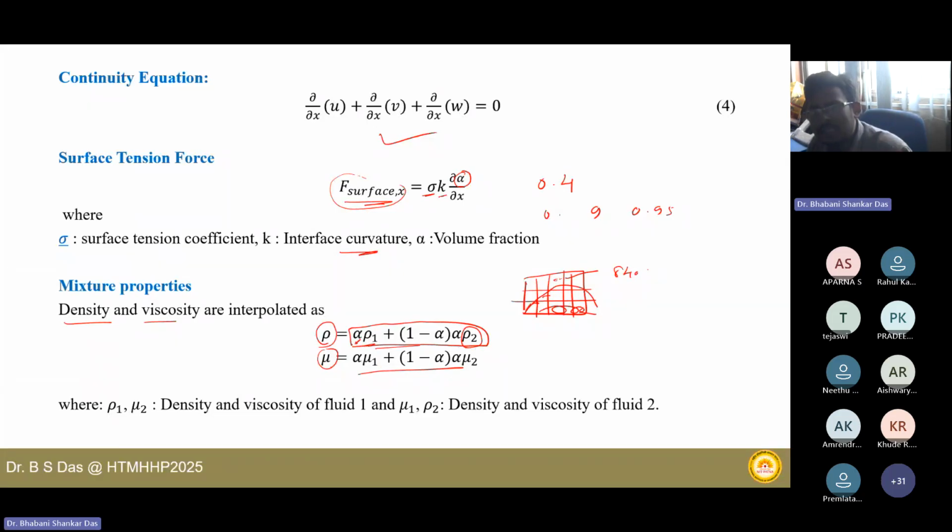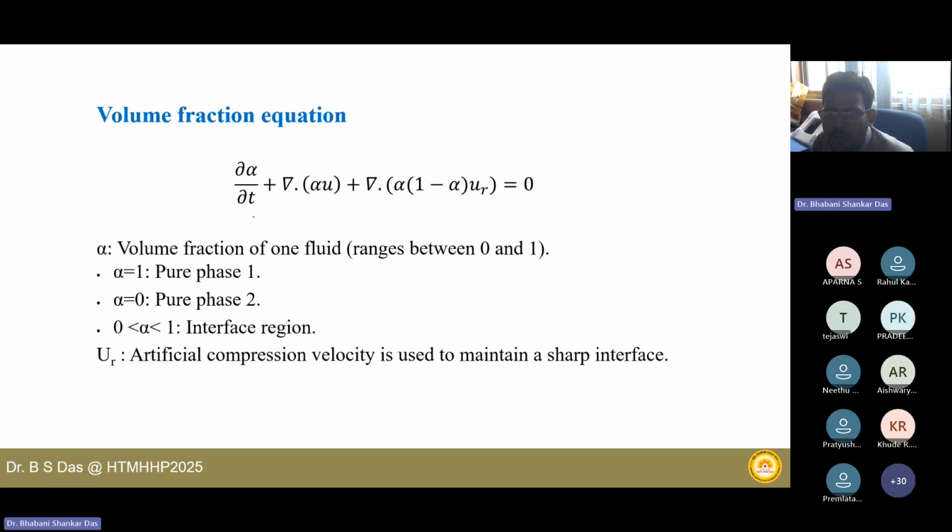So altogether, these equations 1, 2, 3 and the momentum equation 4 are coupled together to solve the dam break problem. And the volume fraction equation: how will the volume fraction be handled? This is a convective equation.